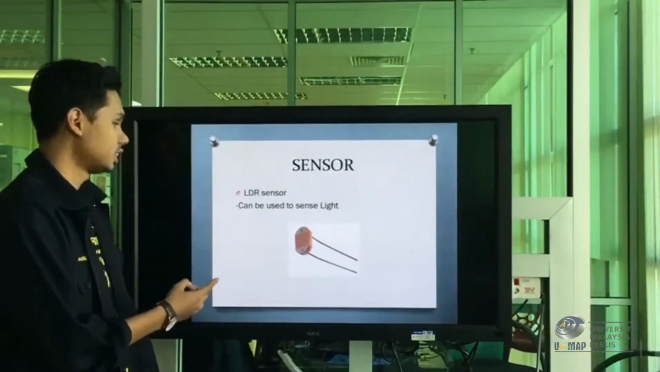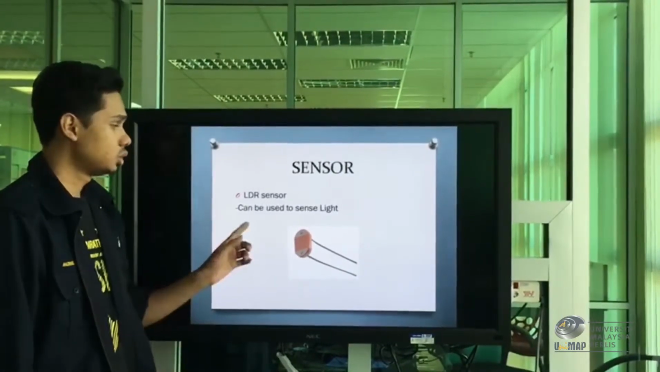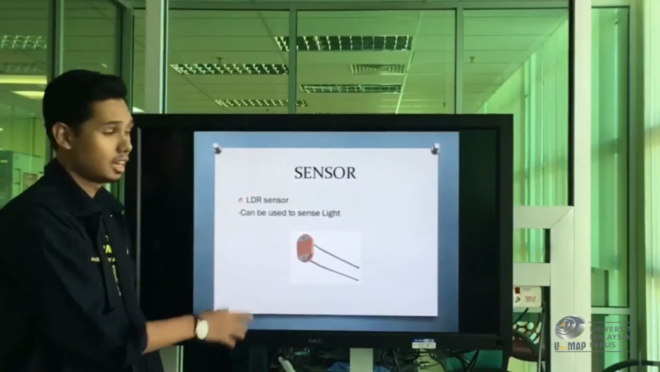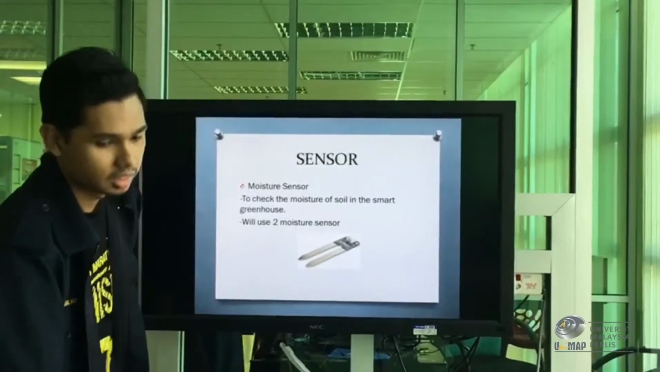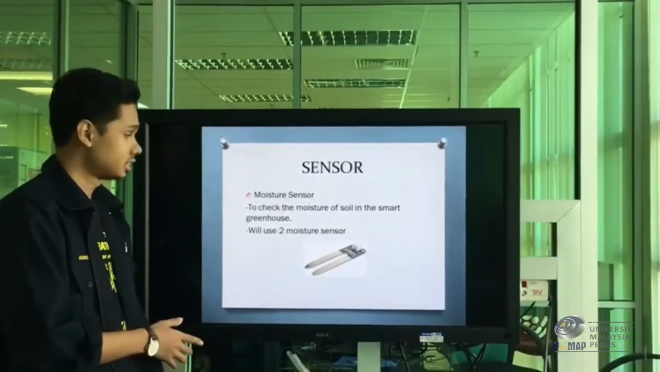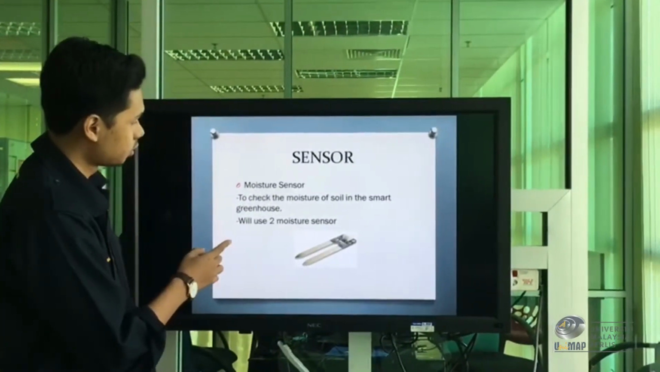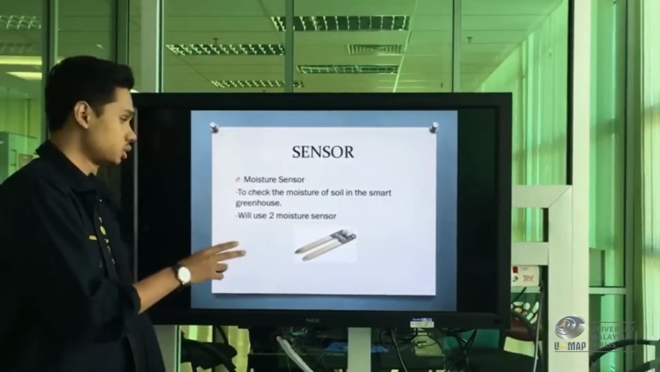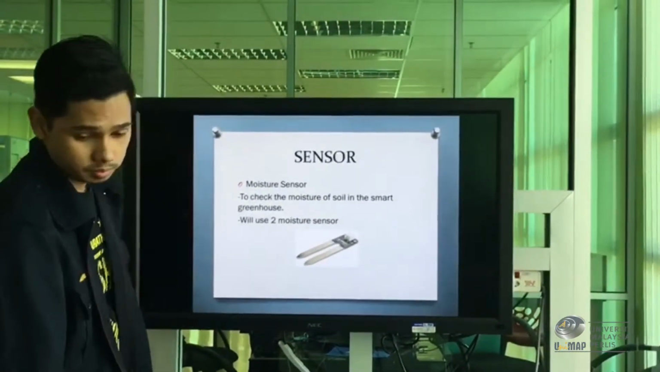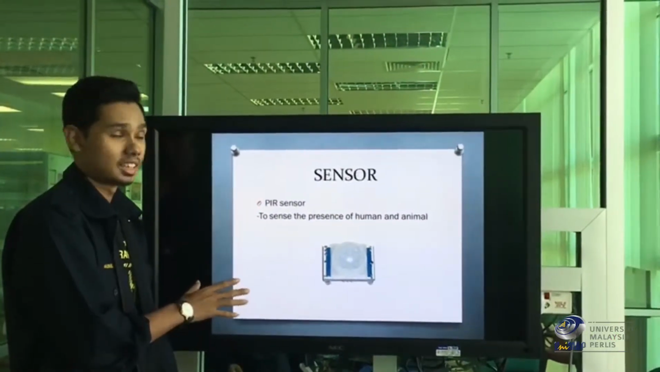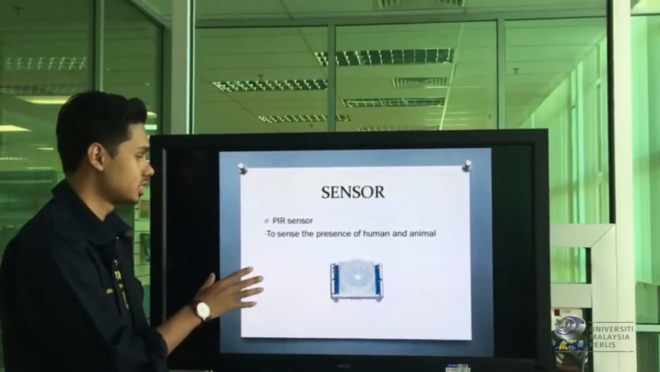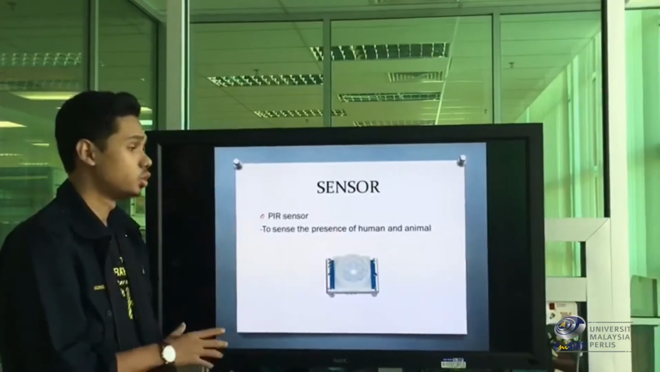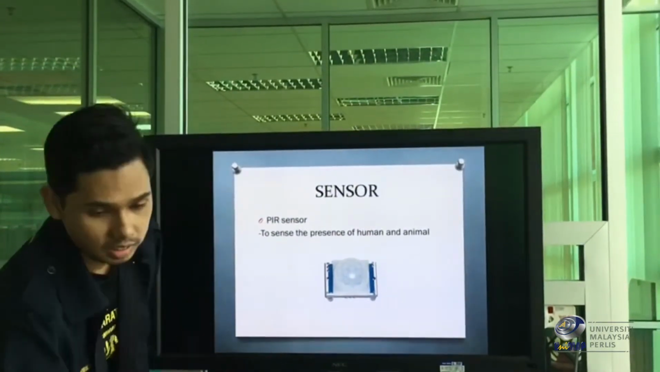This is an LDR sensor, which can be used to sense the light. This is a moisture sensor to check the moisture of soil in the smart greenhouse. We will use two moisture sensors. This is a PIR sensor. We use the PIR sensor to sense the presence of humans and animals.